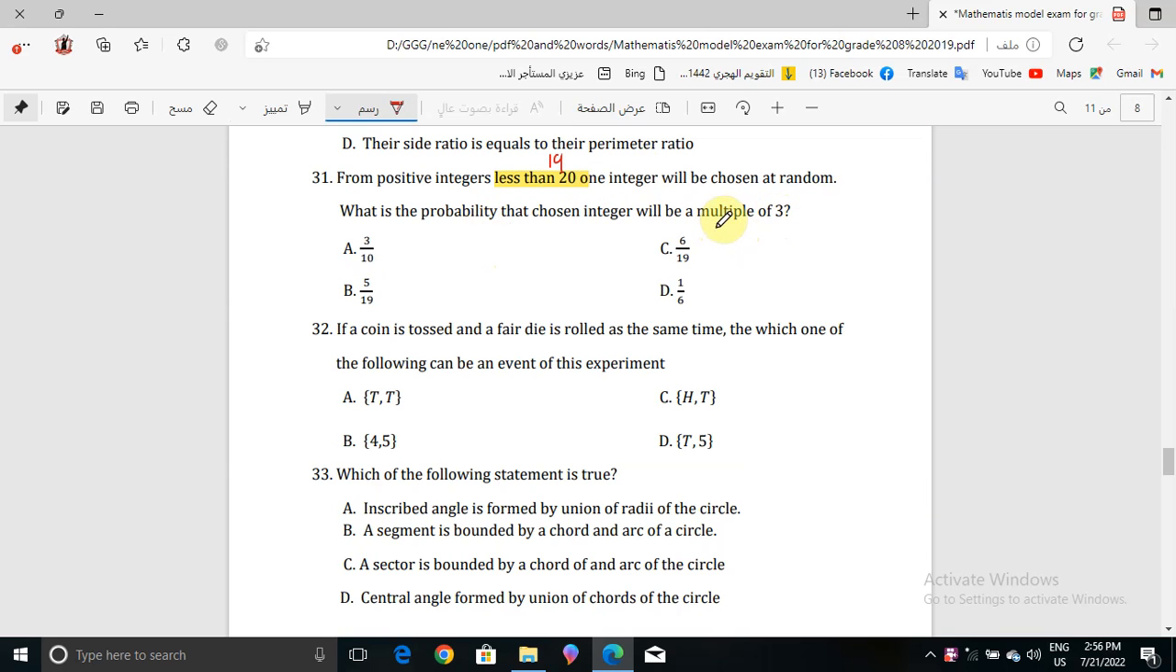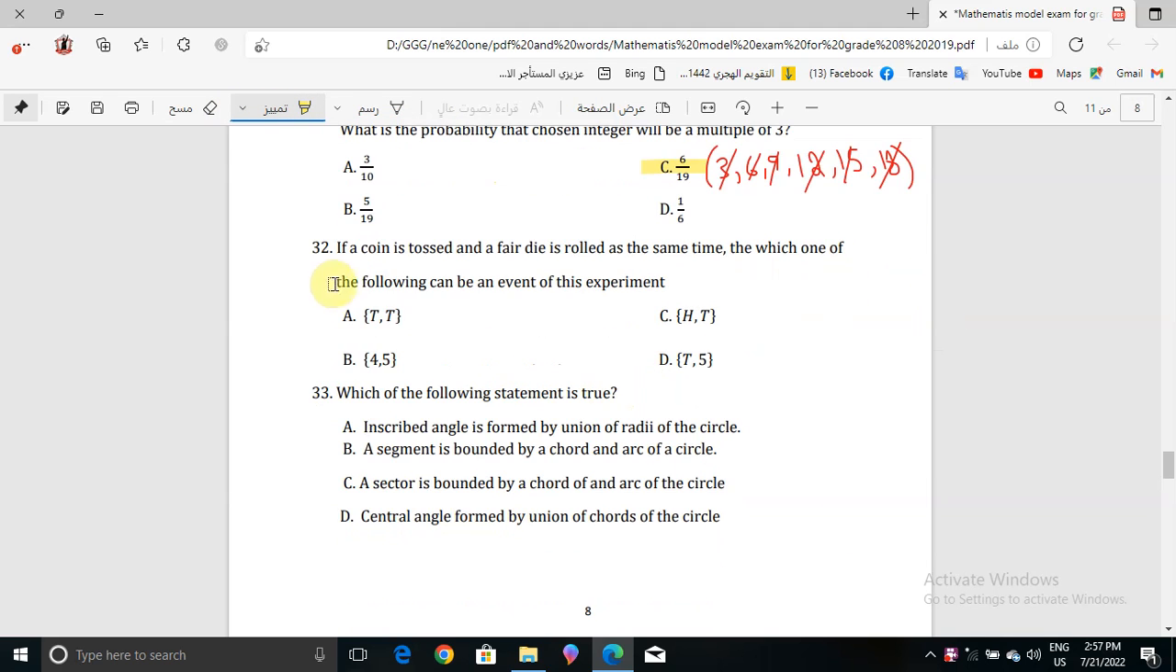So that means the table of 3, what is it? 3, 6, 9, 12, 15, and 18, until less than 19. So that means here we have 1, 2, 3, 4, 5, 6. So that means 6 over 19. So the correct answer for question number 31 will be choice C, which is 6 over 19.